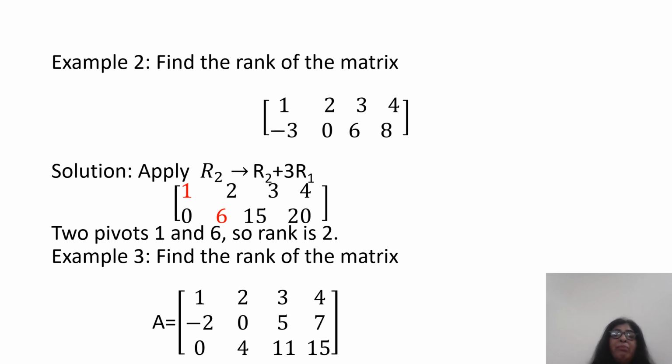Now you can see that the pivots are 1 and 6. So the rank of the matrix is 2. In this way we can find the rank of the matrix.